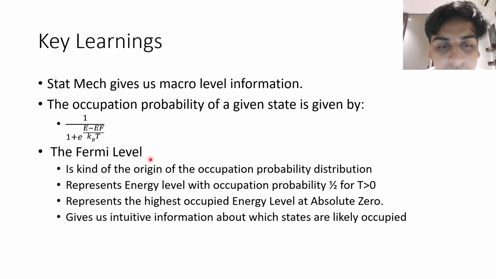Finally, intuition about the Fermi level. It is kind of the origin of this probability distribution. It represents the energy level with occupation probability half for T greater than 0. For absolute zero, it represents the highest occupied energy level. All levels below it are occupied, all levels above it are not. And finally, it gives us intuitive information about which states are likely to be occupied and which are not, right? So these were the key learnings.